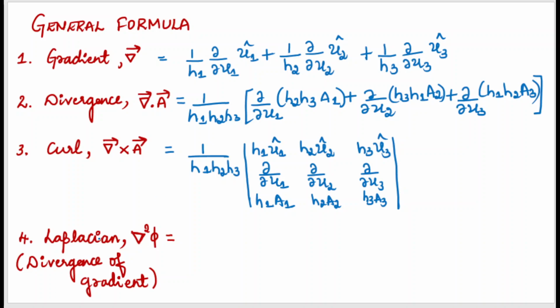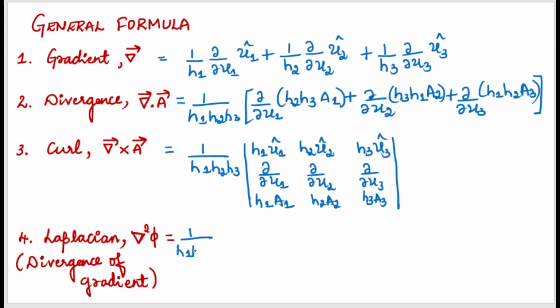Now what is this Laplacian? A Laplacian is nothing but the divergence of gradient. If we do the divergence of gradient, we get the Laplacian. Laplacian is represented by del square or the gradient square. Like this is the symbol del square, and phi is any scalar you can consider. The formula for this is a little bit complicated, but it is easy if you memorize.